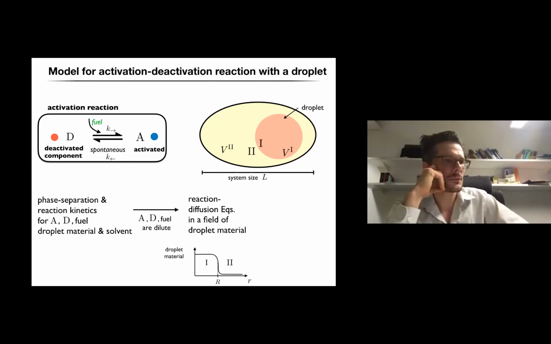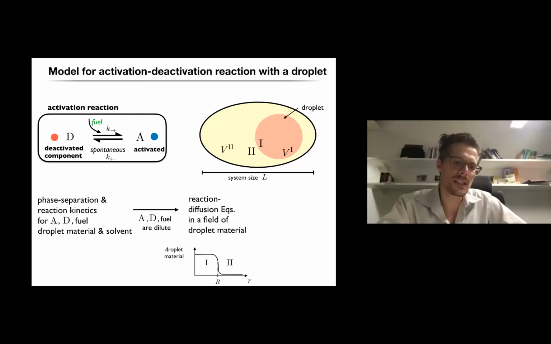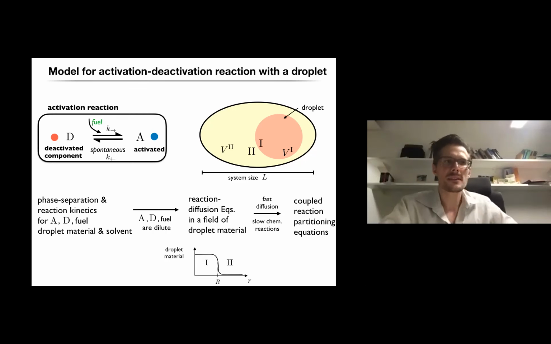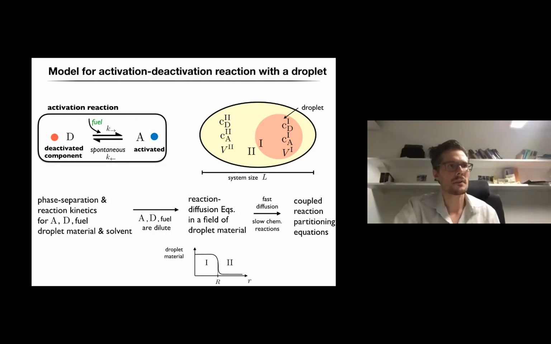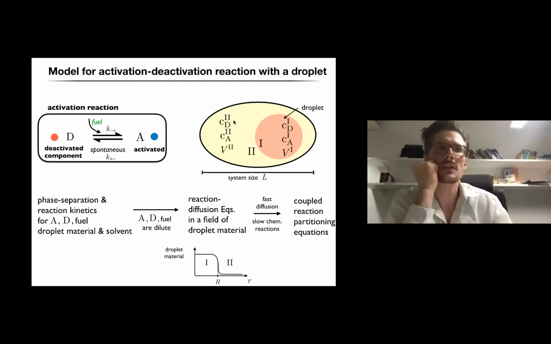But for today, I will simplify this a little bit further. That's a stronger restriction to a certain subset of activation, deactivation reactions, but it's a very simple limit. This is the limit where the diffusion is very fast, so the molecules diffuse quickly, and the chemical reactions are slow. Then we end up with a set of ODEs, simple ordinary differential equations, just for the concentration of A and D inside and A and D outside. So we have just four fields.